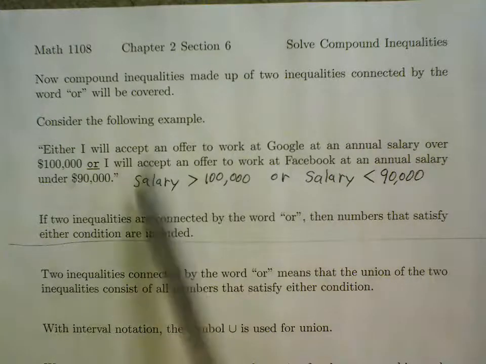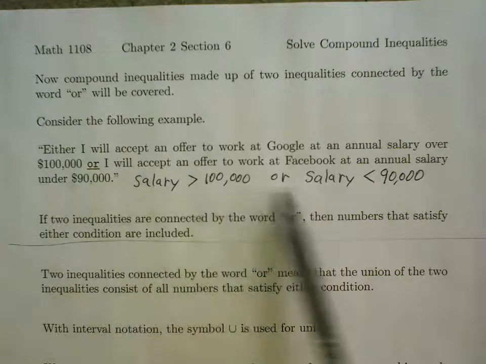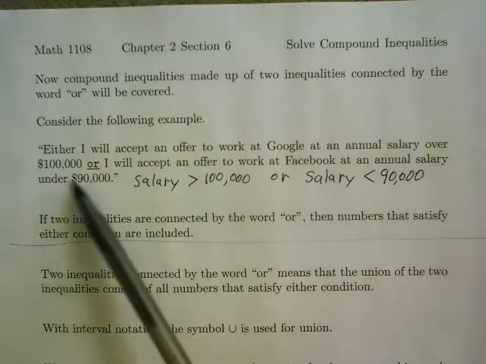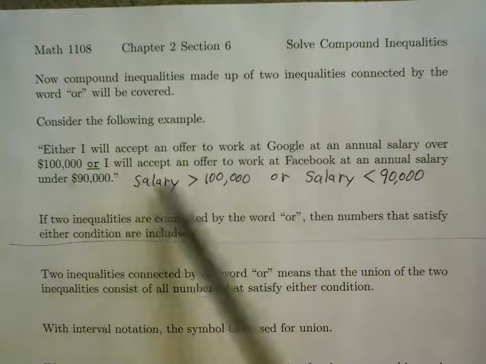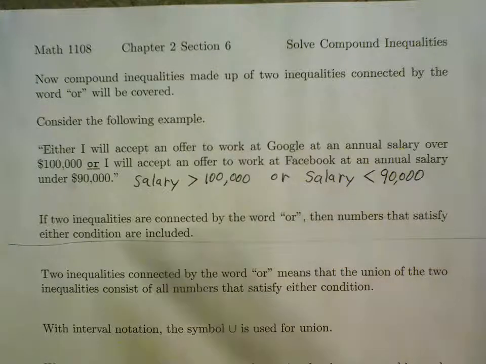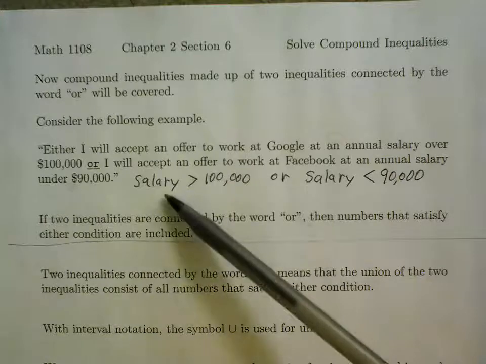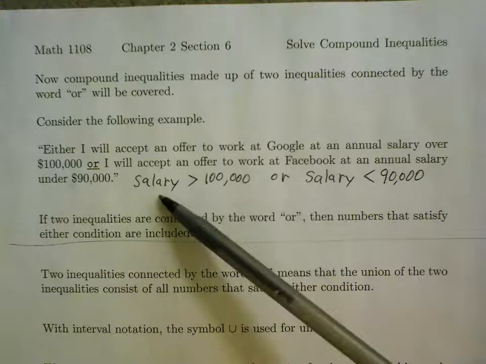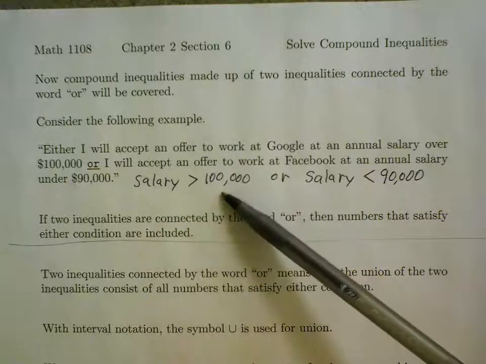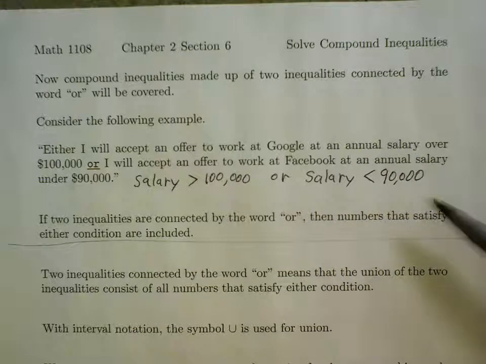So this example again, either I will accept an offer to work at Google at an annual salary over $100,000, or I will accept an offer to work at Facebook at an annual salary under $90,000. So we say, to summarize, the salary is either greater than $100,000 or the salary is less than $90,000.